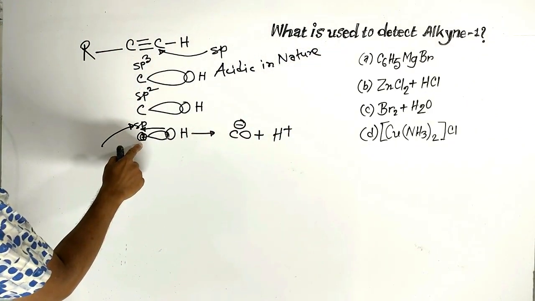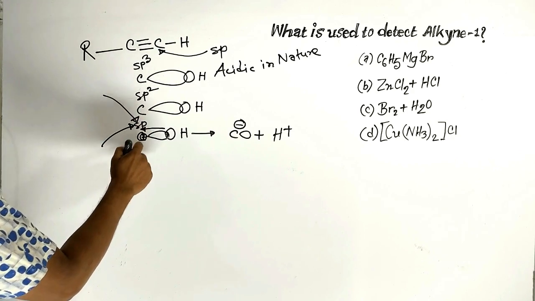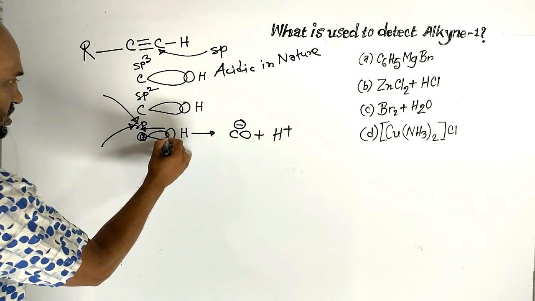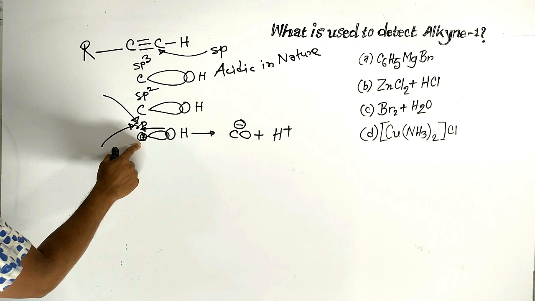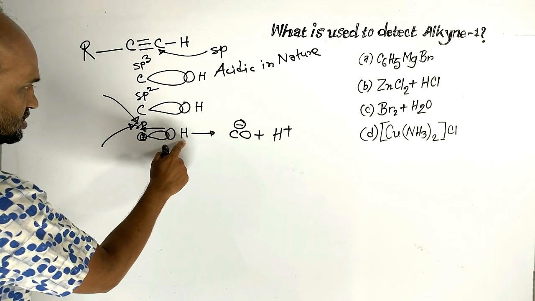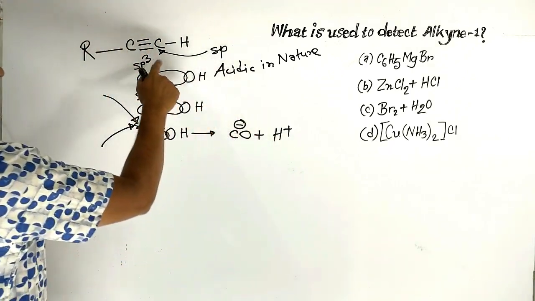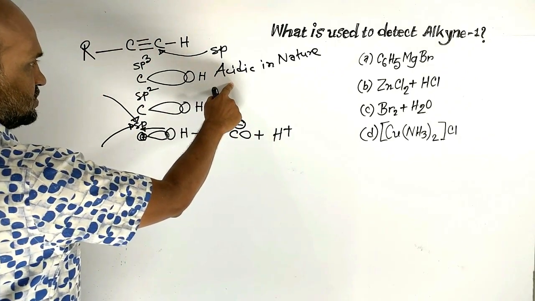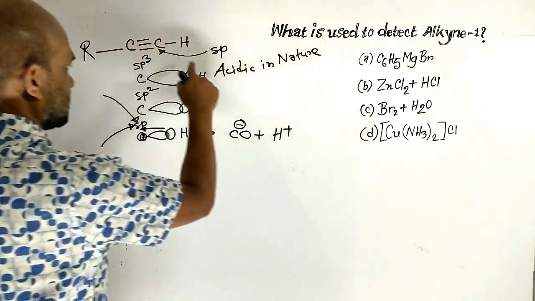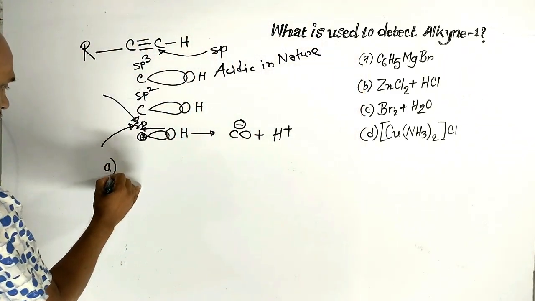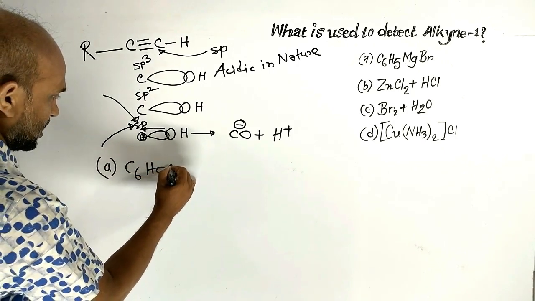Alkyne-1, the triple bonded carbon is sp hybridized. As a result, covalently bonded electrons move towards sp hybridized carbon, and finally this hydrogen gets free as proton. That is, Alkyne-1 is acidic in nature. Now, which one is used to detect Alkyne-1? Number 1, phenyl magnesium bromide.